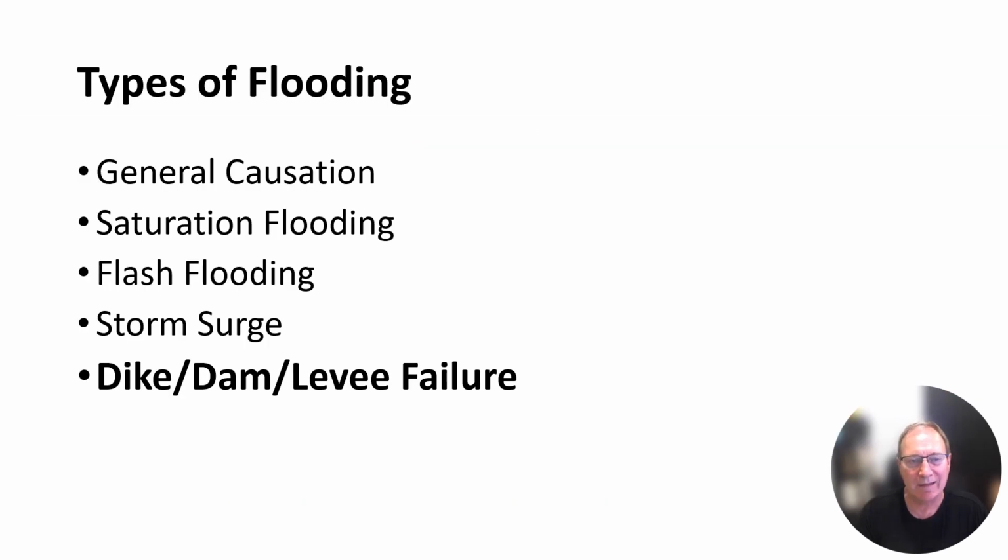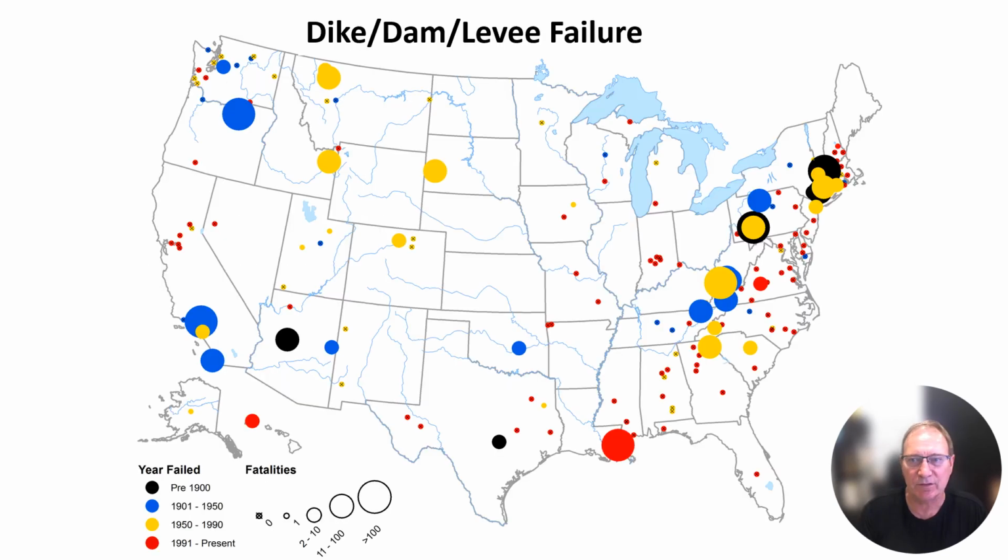And so the last of the flooding that I want to be sure to talk about is dike and dam or levee failure. If we look at levee failure or dike failure in the United States, obviously the most recent failure that was the most profound was here in New Orleans in 2005 following Hurricane Katrina. Again, it's important to note that Hurricane Katrina was more of a man-made disaster exacerbated by a natural disaster.